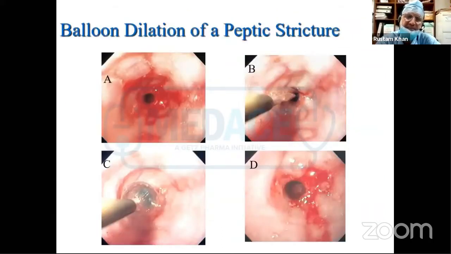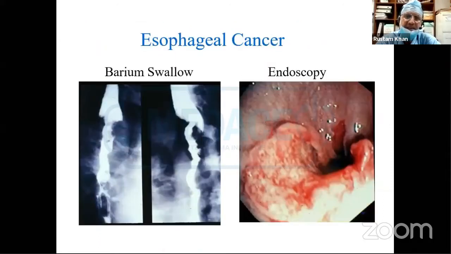And these are the demonstration of esophageal dilatation. In pictures B and C, you see there is a guide wire passed through these catheters, and when the balloon is inflated, it dilates the stricture, and the patient's dysphagia is improved. Another complication is mass lesion or cancer.